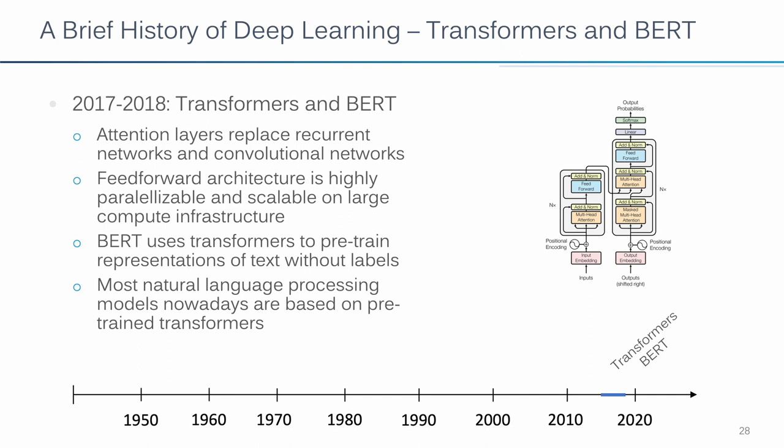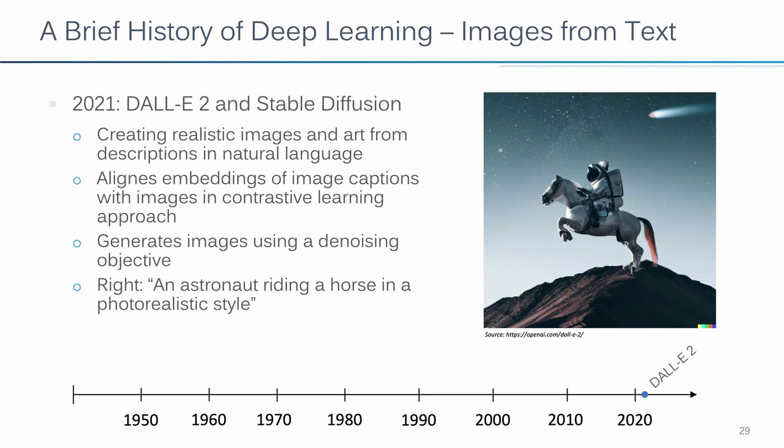Okay, some other cool things that came out last year are DALL-E and Stable Diffusion. You might have seen them. Now you can generate art with text. The text I put here is an astronaut riding a horse in a photorealistic style, and that's the image that you get. You can generate a lot of different digital art, oil painting art, and photorealistic art with this model.